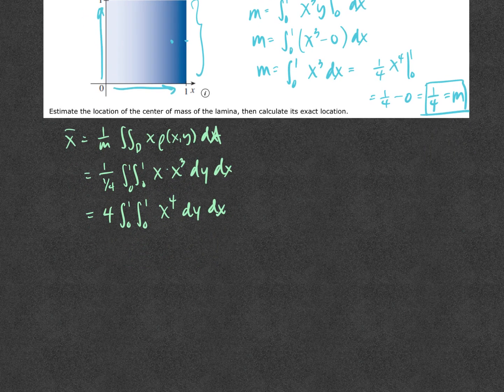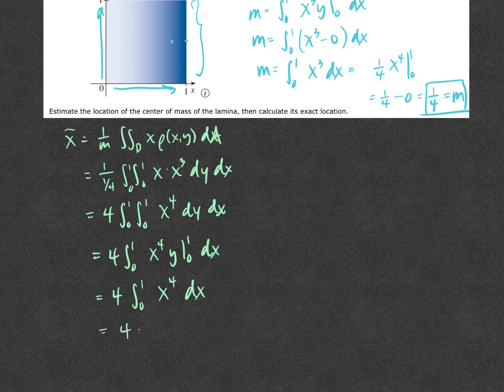You could probably skip that x to the fourth, but you should always do math at the level that any of your classmates could read. And if it was any more complicated, you should show it. So when we integrate x to the fourth with respect to y, we get x to the fourth y from 0 to 1, which is just x to the fourth with respect to x, the integral.